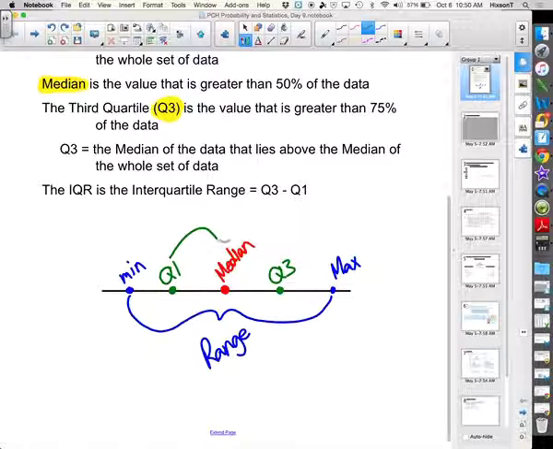And this distance right here is what's known as our IQR, the interquartile range, IQR. And to find that actual value, we simply subtract the third quartile minus the first quartile. Okay. So, any question on this terminology so far?